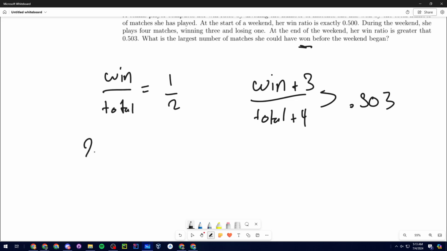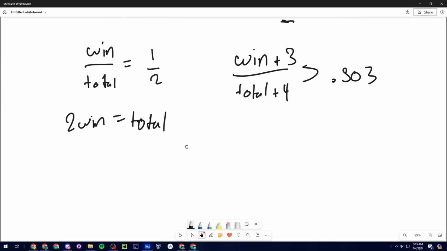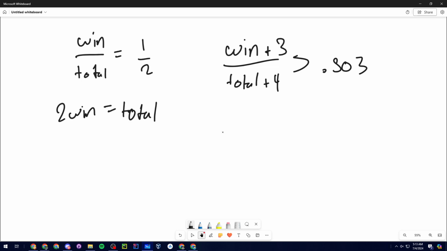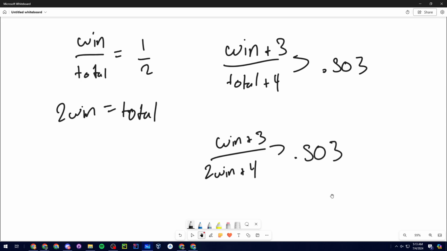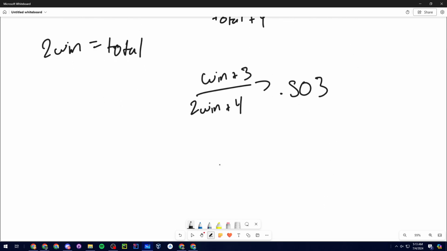The nice thing is 2 times your wins is equal to the total, right? That's your initial. So because of that, I can make a really nice substitution saying that win plus 3 over 2 times your wins plus 4 is greater than 0.503, right? And I guess I could substitute win for W. I'm just going to rename it to W. So W plus 3, also moving over this to that side, 0.503 times 2W plus 4.